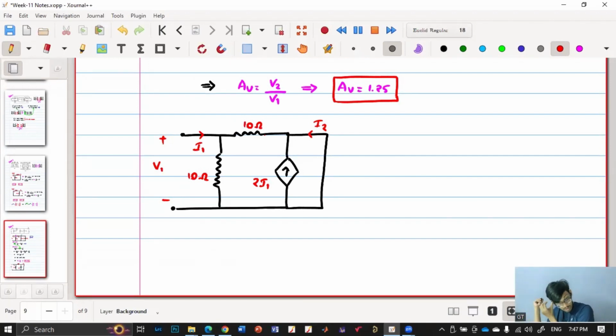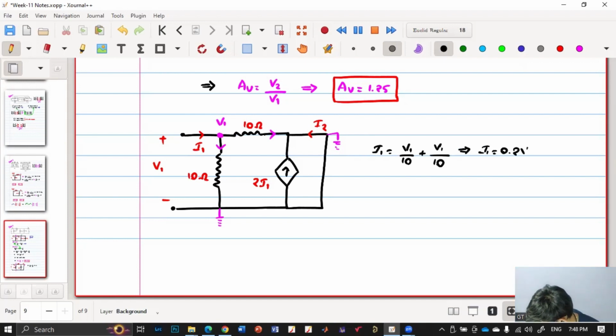Again we'll apply KCL. First of all, this is my V1, right? And say this is my ground, then this is also ground. Current is flowing like this and like this. So I get I1 is equal to V1/10 plus V1/10. Agreed? Because this is V1/10 and this is also V1/10. That implies I1 is equal to 0.2 V1. So we got one relation between I1 and V1.